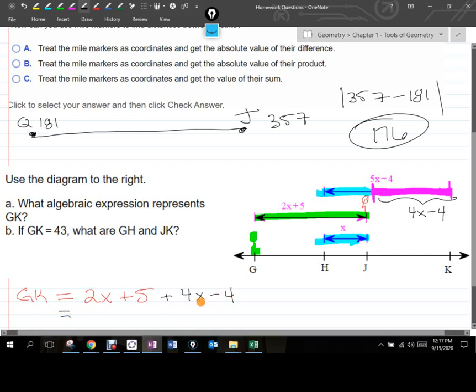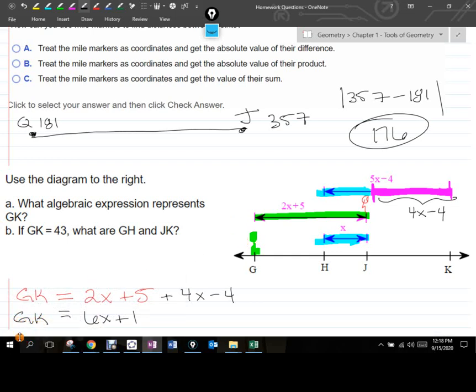Now, if you type that in, I think it's probably going to give you an error and say you've got the right amount, you just haven't simplified it. You got the right expression, but not simplified. So we're at 6x plus 1 would be what we're looking at there for G to K. Is that all right, everyone?